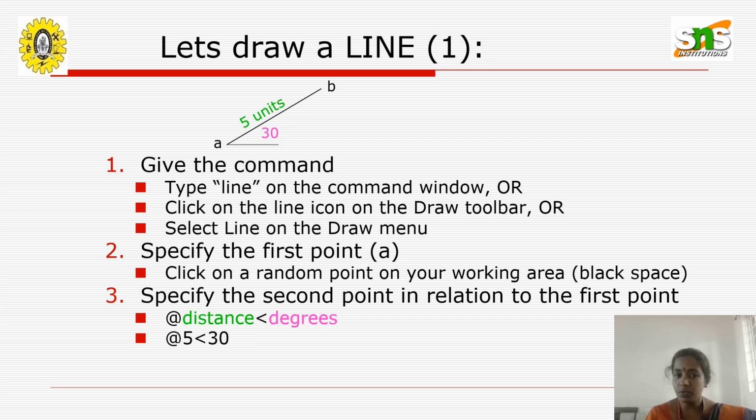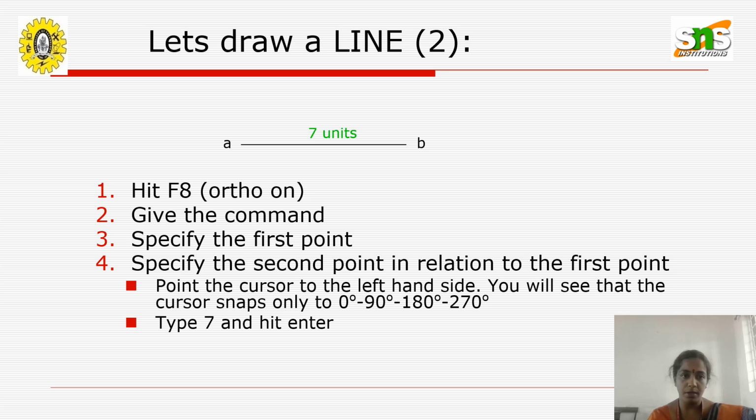You can also use the extend command to extend the line. For example, if you have drawn for 5 units, but you want to extend it for your reference, then you can use the extend command also. The first point A is given, the second point B is given. We have drawn a line. The next one is line B. It is a straight line of 180 degrees.